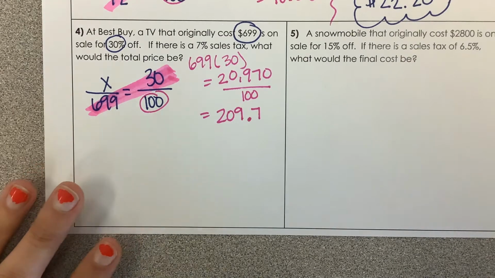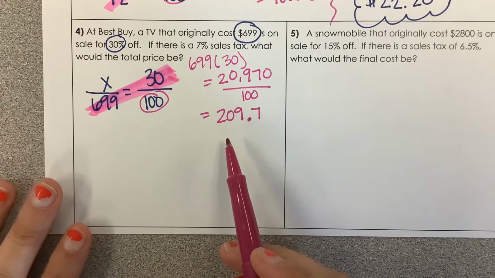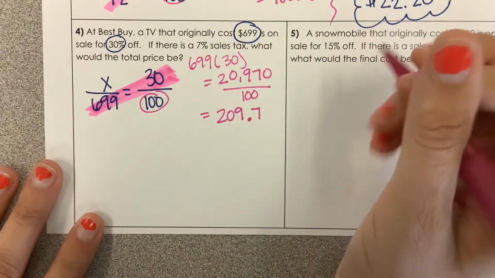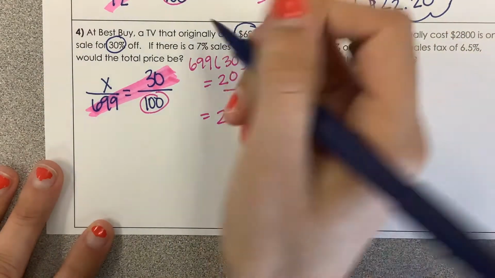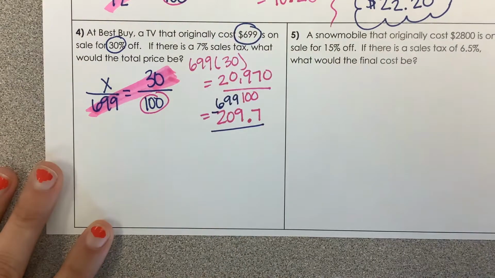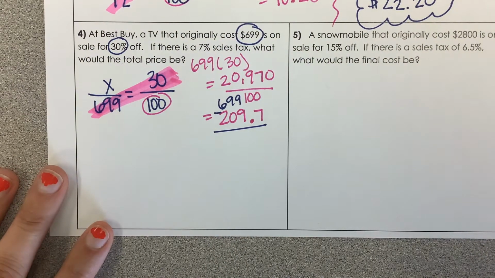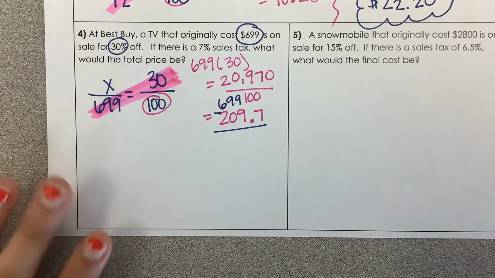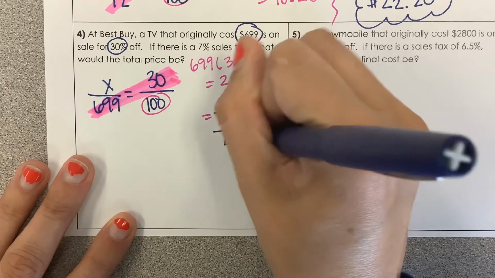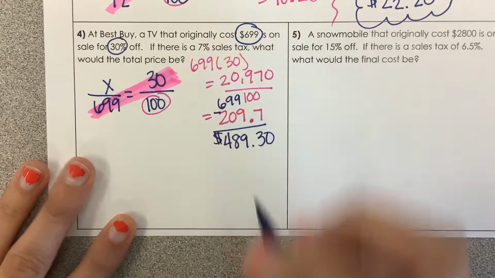Okay, so this is the discount. That's not the new price. This is what's being taken off of the $699. So we are going to do $699 minus that 209.70, which gives us $489.30. So this is the new price.